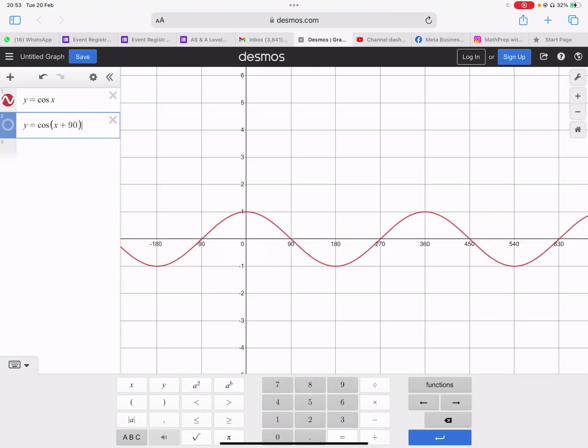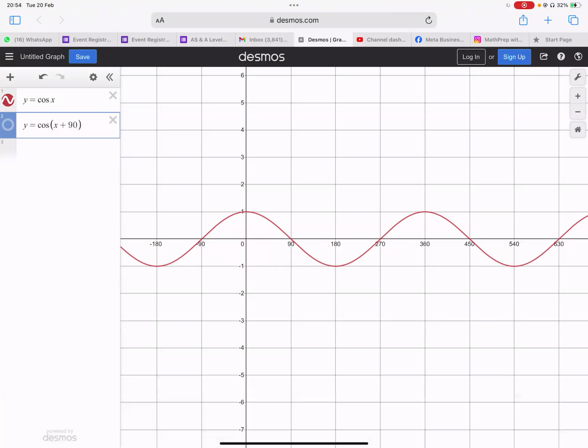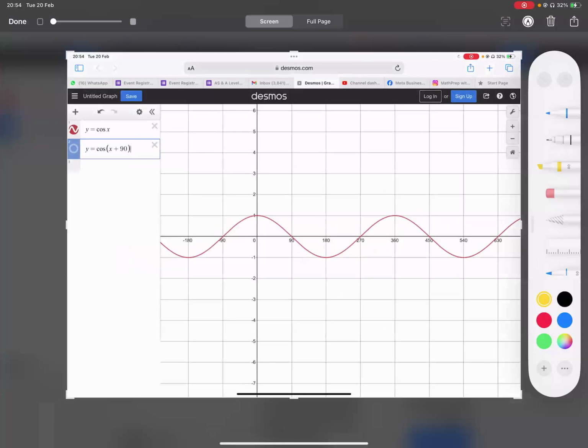If we add 90 inside, remember what used to happen in vertical transformation? The graph would move vertically up or down when we added or subtracted something to the function outside. Now what we're doing is we're adding something to x. We have x plus 90 here. What is the graph going to look like in this case? Anyone? It's gonna look like a shifted sine graph.